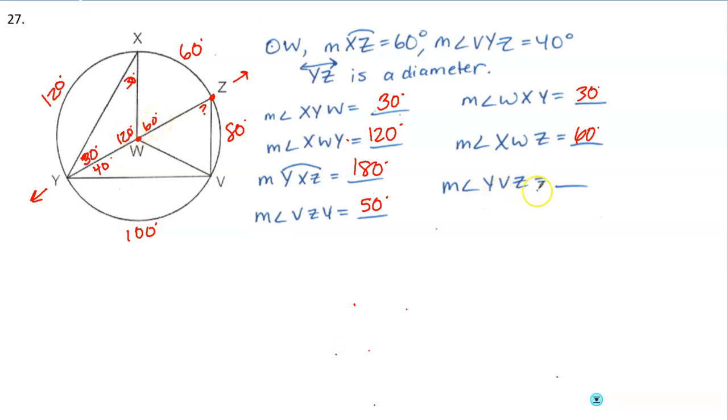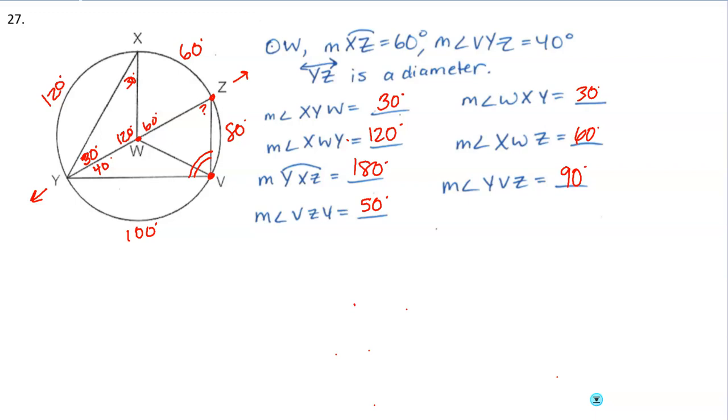And then YVZ. YVZ is all of that. And so that's on the circle, so I need the arc. If I follow it out, that gives me this, which is 180, but it's on the circle, so it's half. So that would be half of 180, so 90.